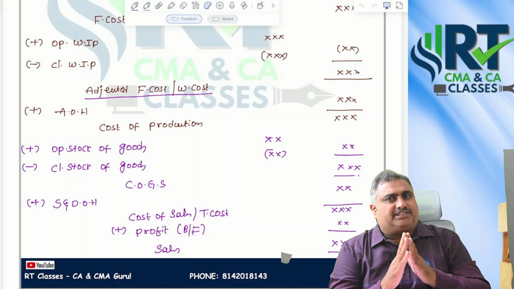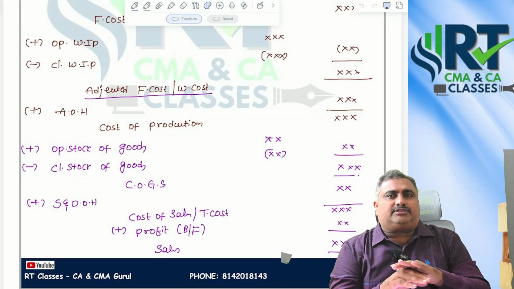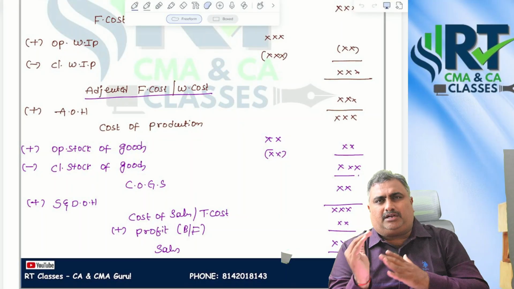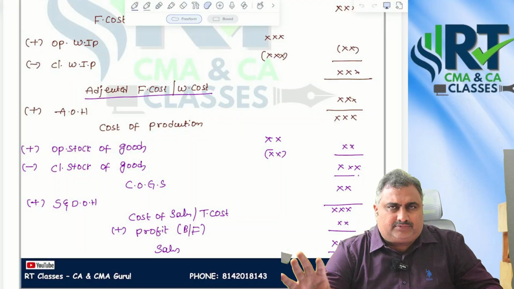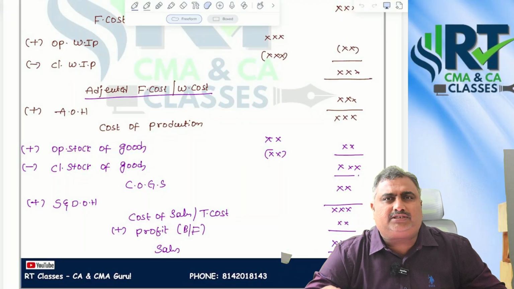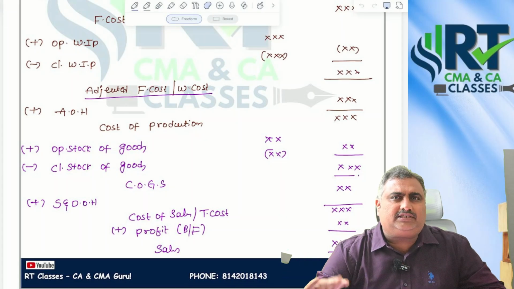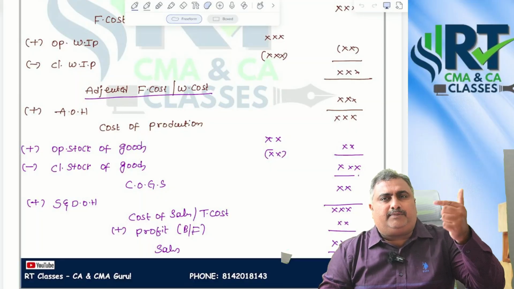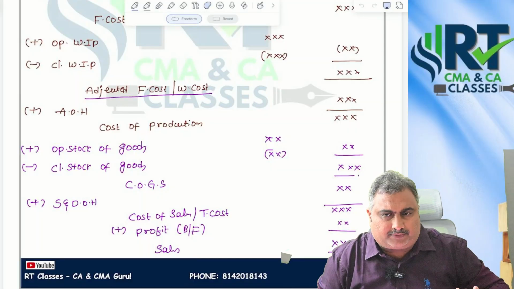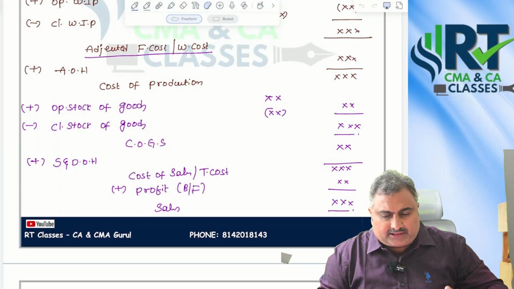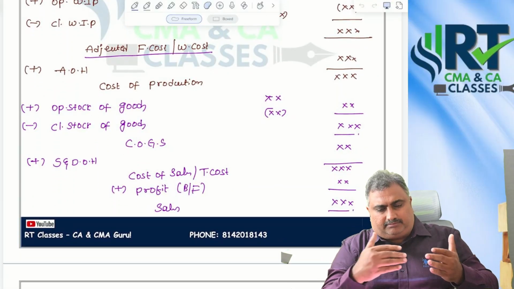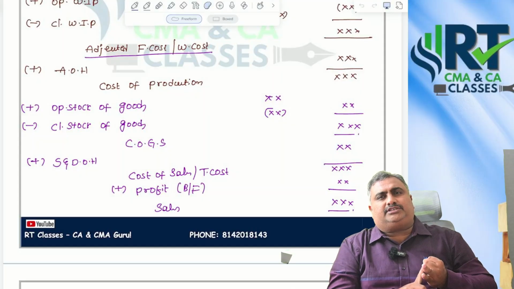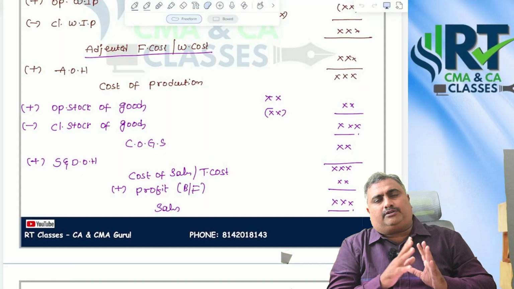But when it comes to CMA Inter, for administrative overheads you don't need to classify whether they are related to production or not. The assumption is administrative overheads always form part of cost of production. After adding administrative overheads only, you are getting cost of production itself. After cost of production, the format is the same. Add opening stock of finished goods, less closing stock of finished goods, then you are getting cost of goods sold.